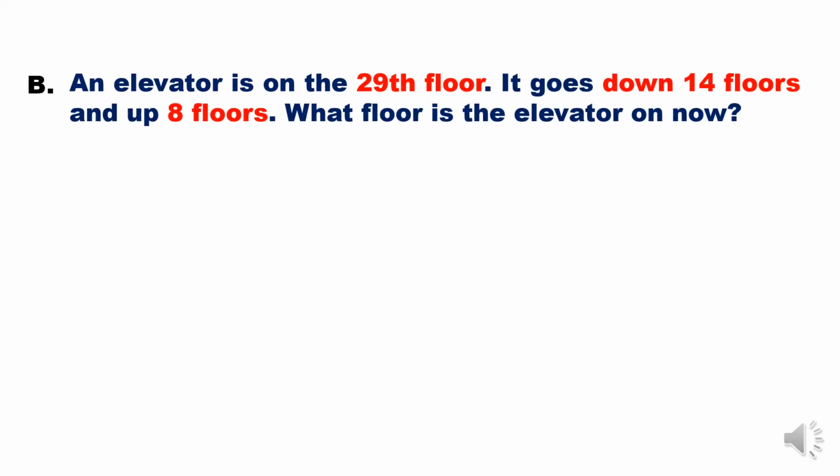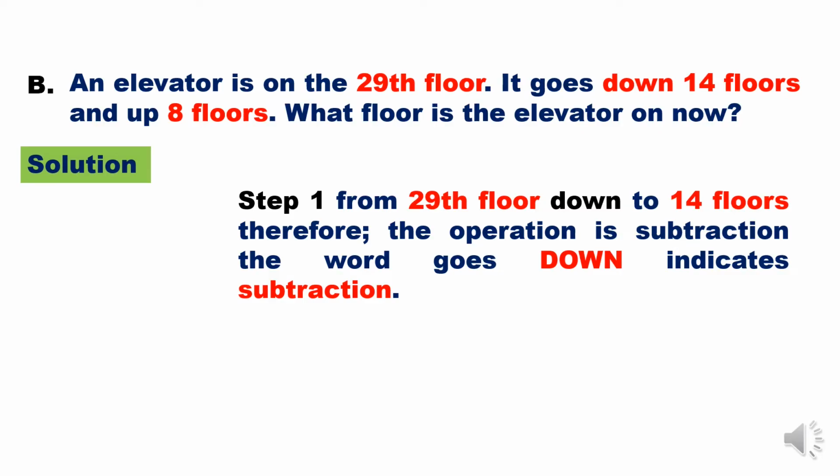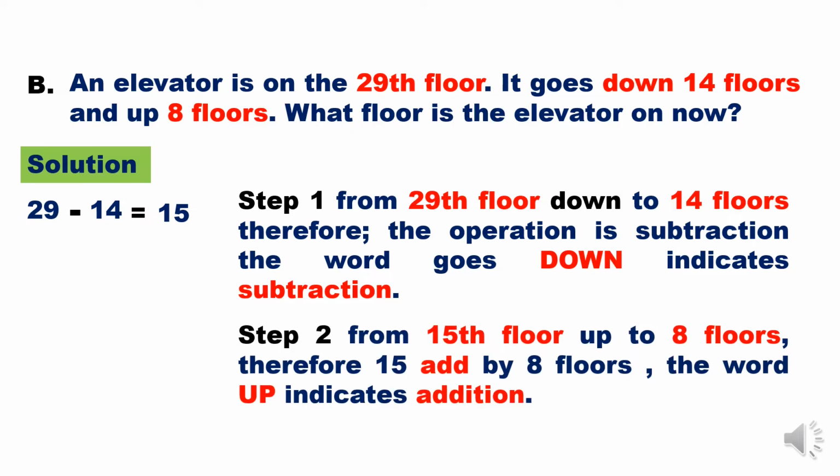An elevator is on the 29th floor. It goes down 14 floors and up 8 floors. What floor is the elevator on now? For solution, step 1. From the 29th floor down 14 floors, therefore, the operation is subtraction. The words "goes down" indicate subtraction. So 29 minus 14 equals 15. Step 2. From the 15th floor up 8 floors, therefore 15 added by 8. The word "up" indicates addition. So 15 plus 8 equals 23. So the answer is the 23rd floor.